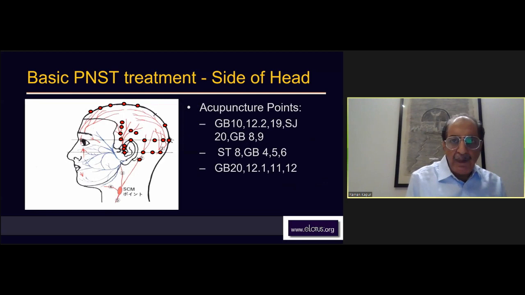Now I come to the side of the head. So which are the points which we are going to prickle on the side of the head? First, we covered the points on the front. And now I am going to cover the points on the side of the head. So the acupuncture points which are covered on the side of the head are the gallbladder 10, 12.2, the St. Jaw points 20, gallbladder 8, and gallbladder 9. The stomach channel points which we are covering are the stomach 8, gallbladder 4, 5, and 6. The gallbladder 20, 12.1, gallbladder 11, and gallbladder 12.